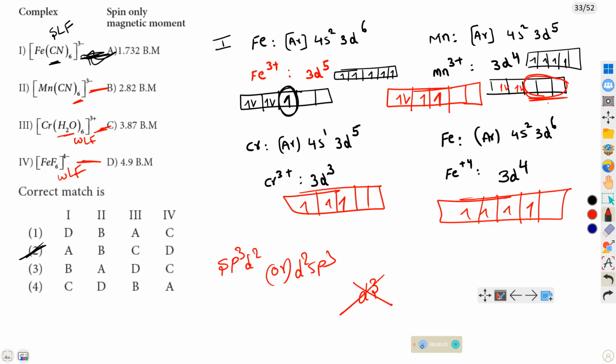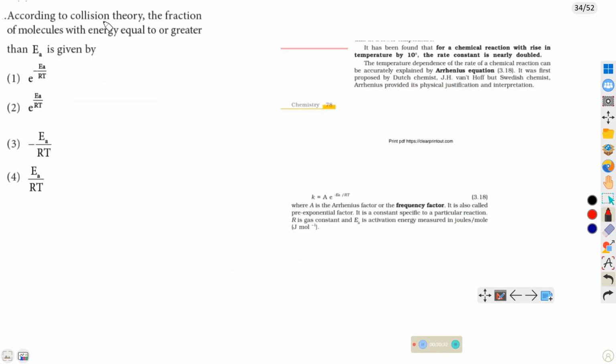According to collision theory, the fraction of molecules with energy equal to or greater than activation energy is given by k equals A into e power minus Ea by RT.